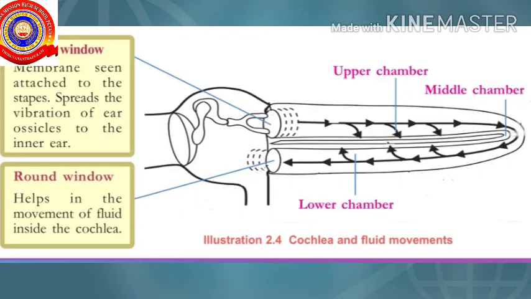Now let's learn how hearing is possible. We know that hearing process is controlled by the cochlea. Look at the picture here. We can see oval window and round window. This oval window contains a membrane which is seen attached to the stapes, and it spreads the vibration of ear ossicles to the internal ear. Next one is the round window. It helps in the movement of fluid which is present inside the cochlea.